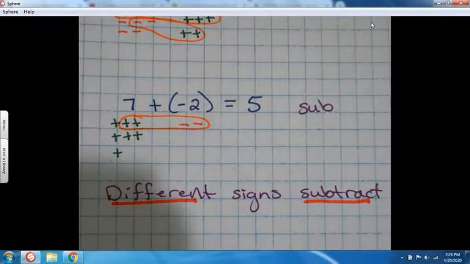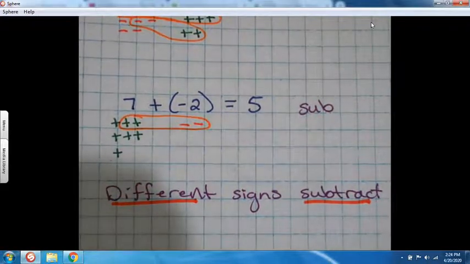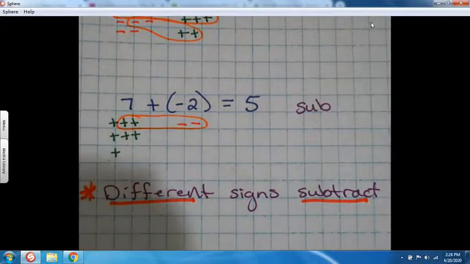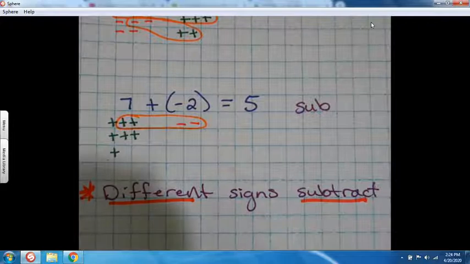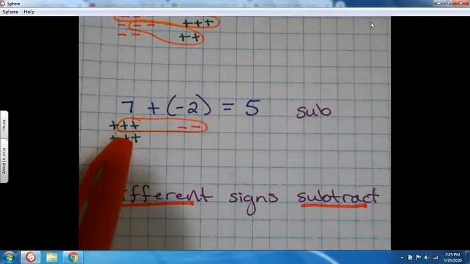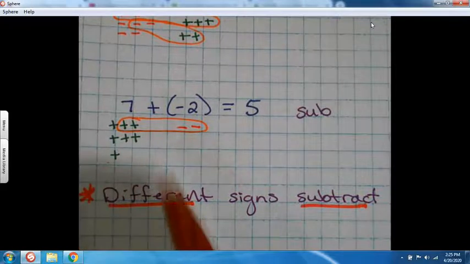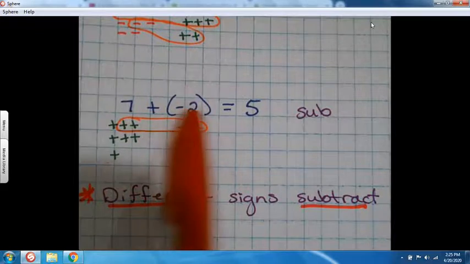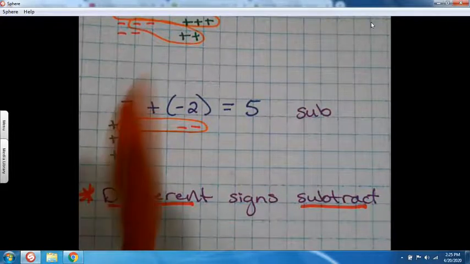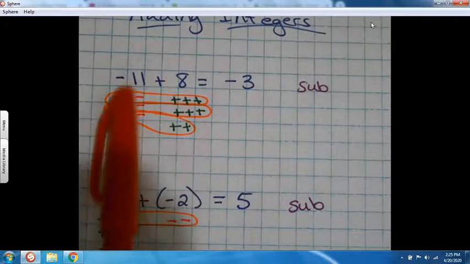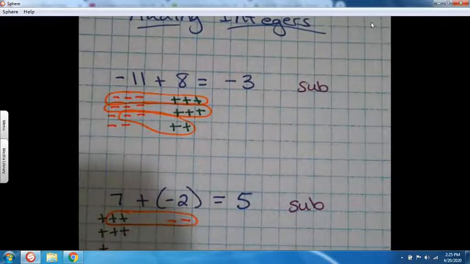Now, let's go with when the signs are the same. So this is your rule that you guys need to remember. Drawing pictures is great, but you don't want to always rely on drawing pictures. Instead, it's much quicker to go, oh, signs are different, so we subtract. 7 minus 2 is 5. Signs are different, we subtract. 11 minus 8 is 3, and there's more negatives, so it's going to be a negative 3.